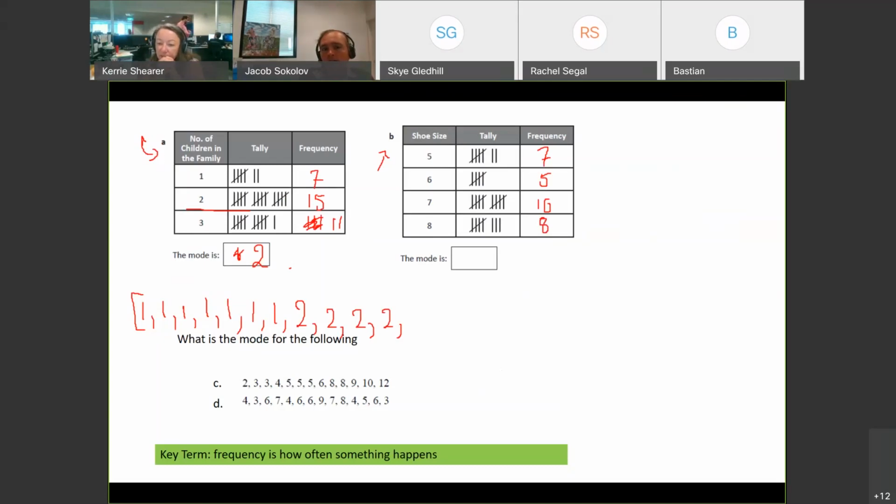I'm seeing a run of 7s. I would totally agree with that. That's definitely the most occurring number. So the mode, the most popular shoe size, is 7.